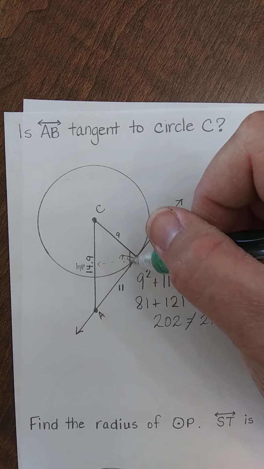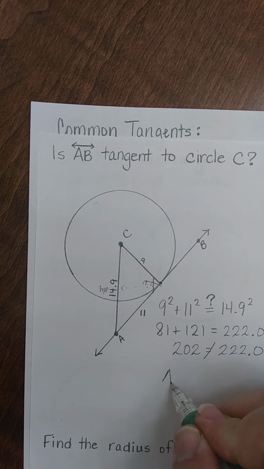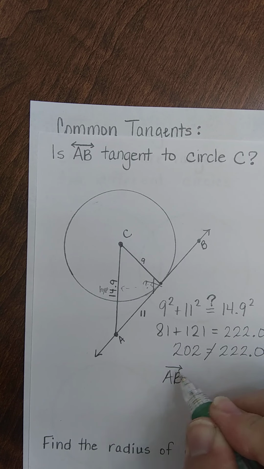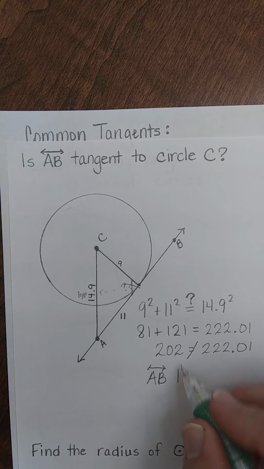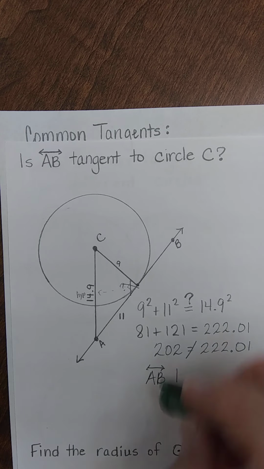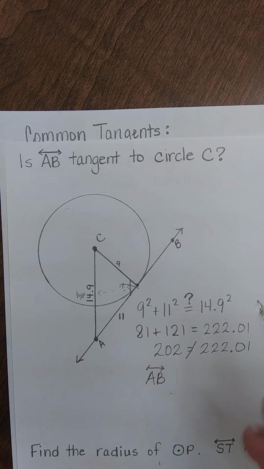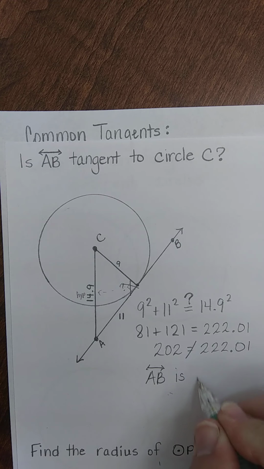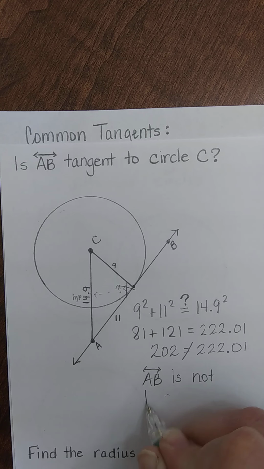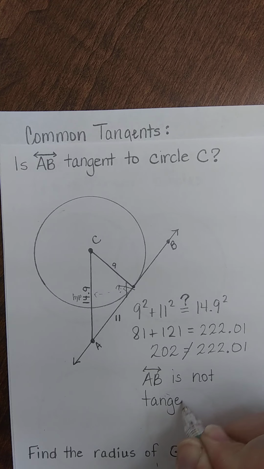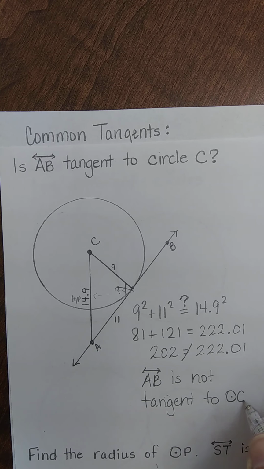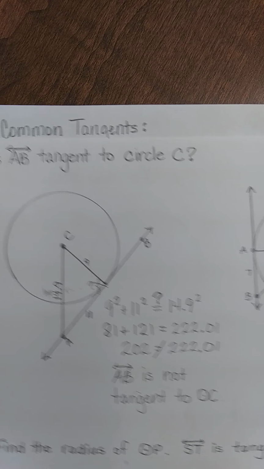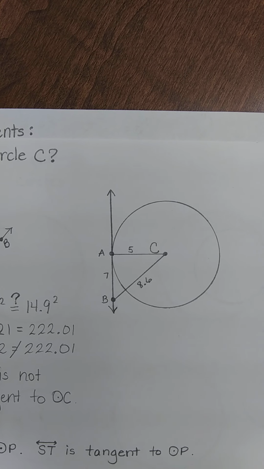And if that's not a right angle, then there's no way that line AB is tangent. Remember, it has to hold to be a 90-degree angle. I started to write a funny letter. I was trying to write "is not tangent to circle C." All right, let's take a look at another example similar to that.